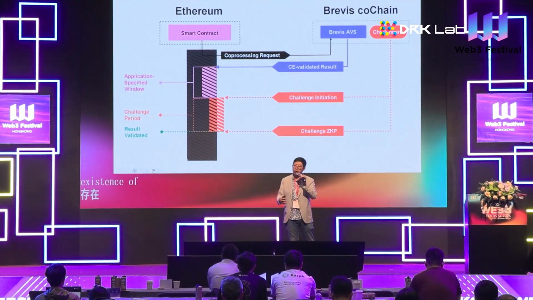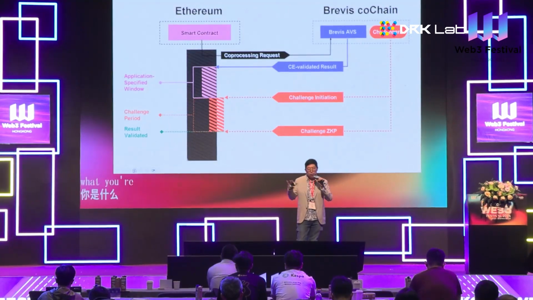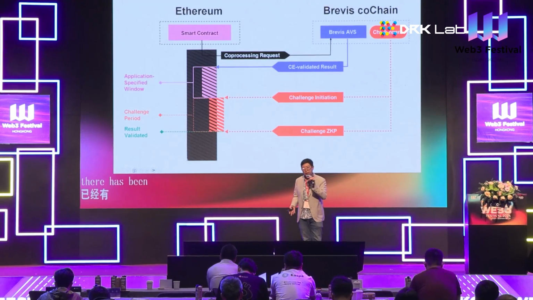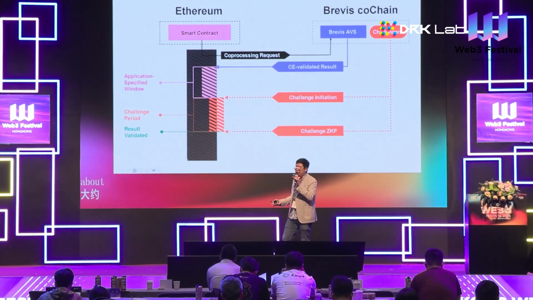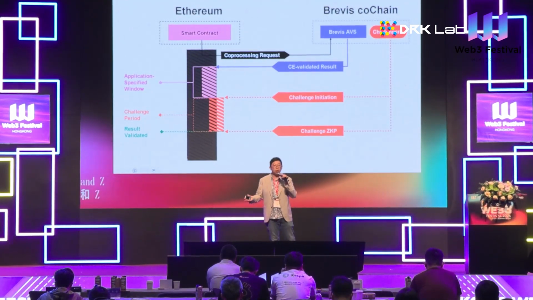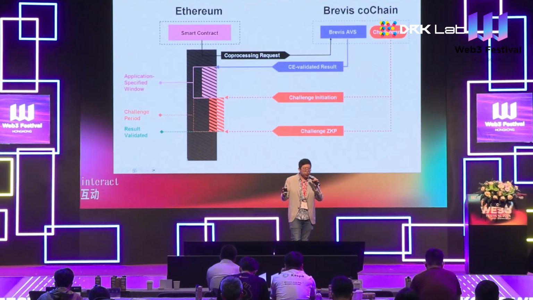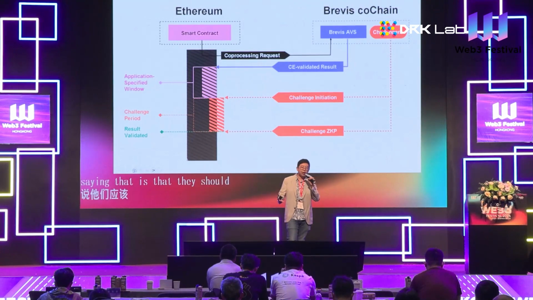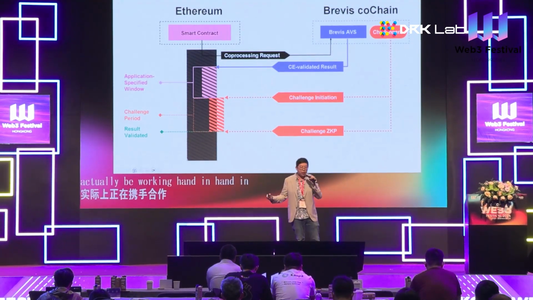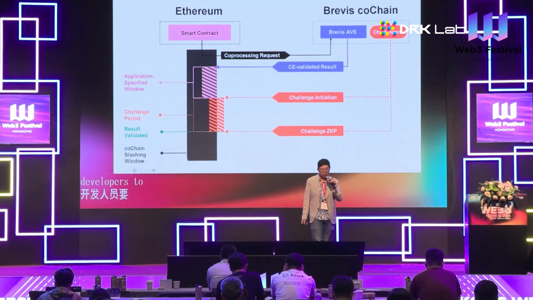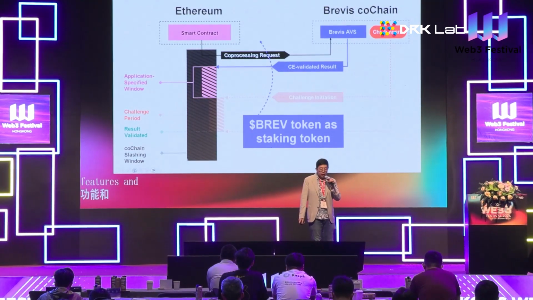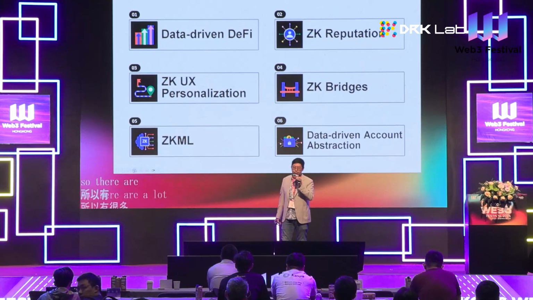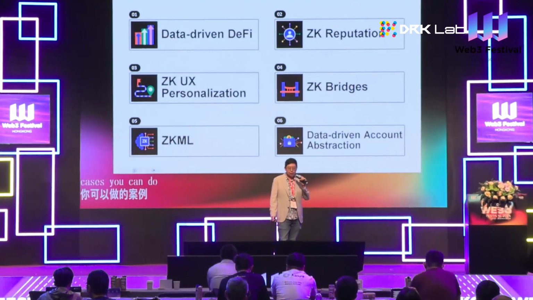So what I'm trying to say is that there have been a lot of debates about crypto economic security and ZK security and how they interact with each other. What we're saying is that they should actually work hand in hand in certain use cases to allow developers to build more different features and have more trade-off options. So there are a lot of different use cases you can do with this type of coprocessor.